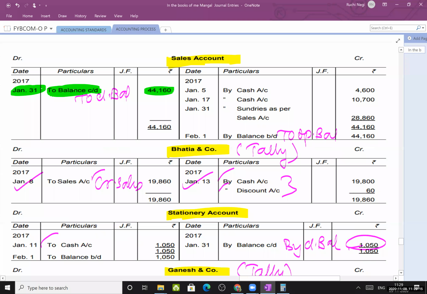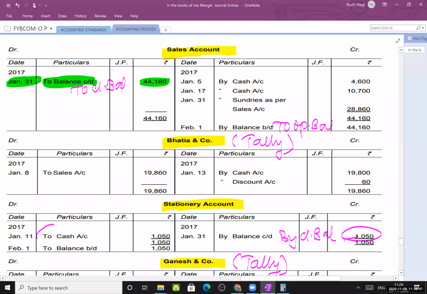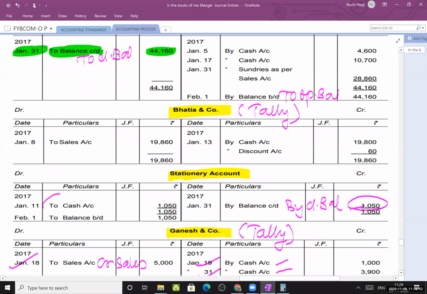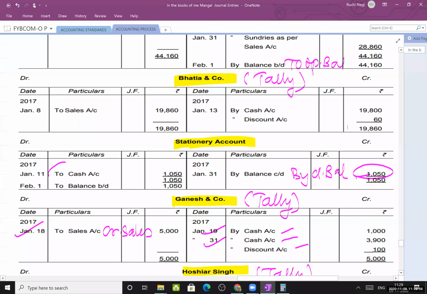Next, Bhatia and Company. We had done credit sales to him on 8 January, and then on 13 January he gave us the money, 19,800, and discount 60. So this ledger will also tally. Then come to the stationery account. Printing and stationery, you can even write that. Printing and stationery was purchased and paid in cash, one entry. Close the ledger.